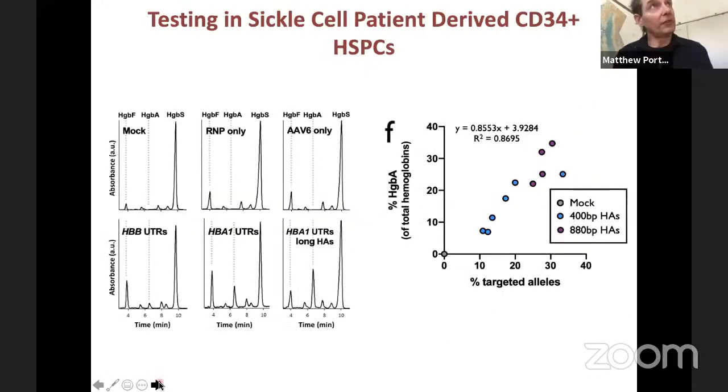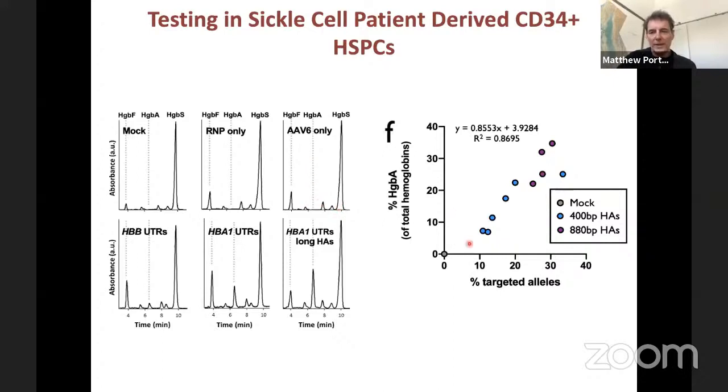So then we wanted to see, well, do we start rescuing the hematologic defects? And we actually had a challenging time obtaining beta thalassemia patient-derived CD34 cells, but we had ready access to sickle cell patient-derived CD34 cells. And so we could use these cells, because when we differentiate them into red blood cells, the hemoglobin S molecule migrates differently on HPLC than the hemoglobin A.